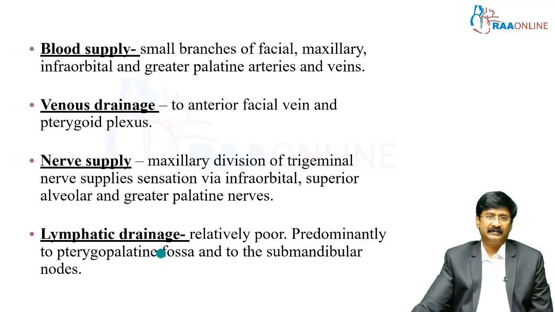So, the basic blood supply gets branches from the facial, maxillary, infraorbital and the greater palatine arteries and their associated branches. The venous drainage is by the anterior facial vein and by the pterygoid plexus. The nerve supply is basically by the maxillary division of the trigeminal nerve, which supplies sensation via the infraorbital, superior alveolar and palatine nerves. The significance of this will be talked about later on when we talk about the tumors of the maxillary sinus.